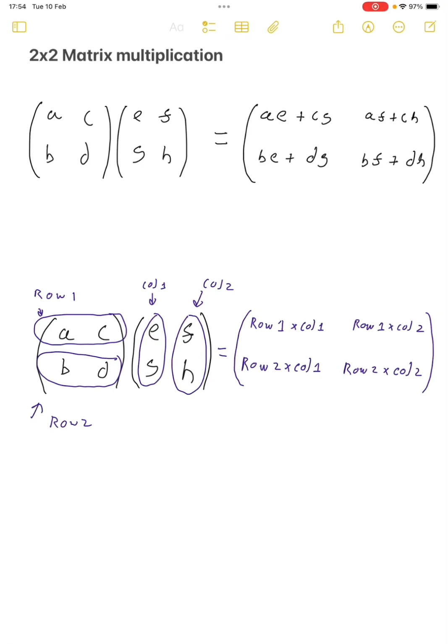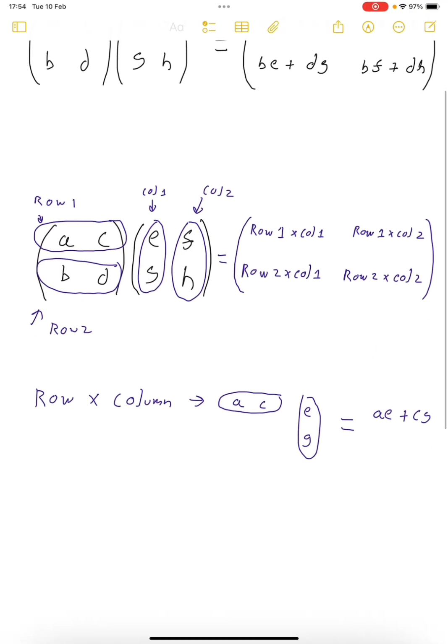Now, how do we multiply a row and a column? It's again simple. For example, if we look at this, we have our row (a, c), which is the first row of the first matrix, and we have the first column of the second matrix, (e, g). Now, if we were to multiply these together, we simply multiply a and e, c and g, and we add those two together, like so.